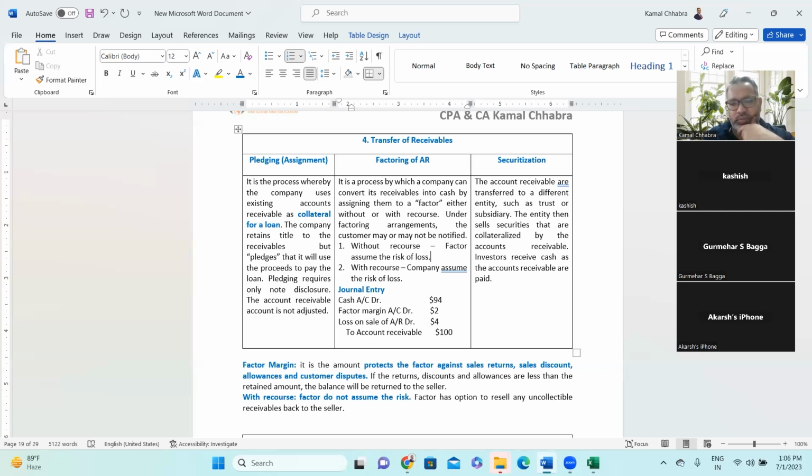Yes. Right. So the journal entry when you are doing factoring would be cash account debit. Here we have taken $100 account receivable. Cash account debit 94, factor margin $2, loss on sale of account receivable $4, and the total account receivable you are foregoing is $100,000. So this will be the journal entry you will be making as a company in your books of account. Yes, yes. Okay, sir.